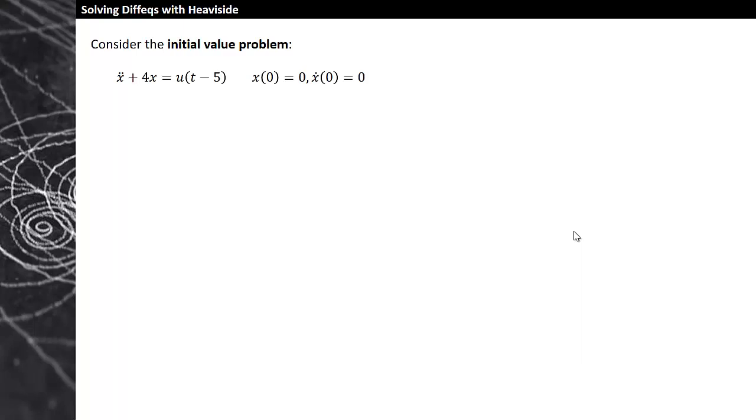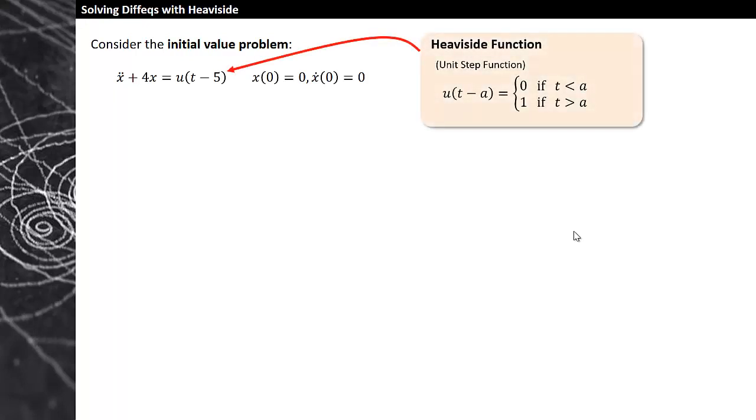Let's get some practice solving differential equations that have Heaviside functions in them using the Laplace transform. So let's take this example: x double dot plus 4x is equal to the Heaviside function of t minus 5, with initial conditions x at 0 is 0 and x dot at 0 is 0. So again, that is the Heaviside function there, shifted over to t equal to 5, and we want to solve this using the Laplace transform.